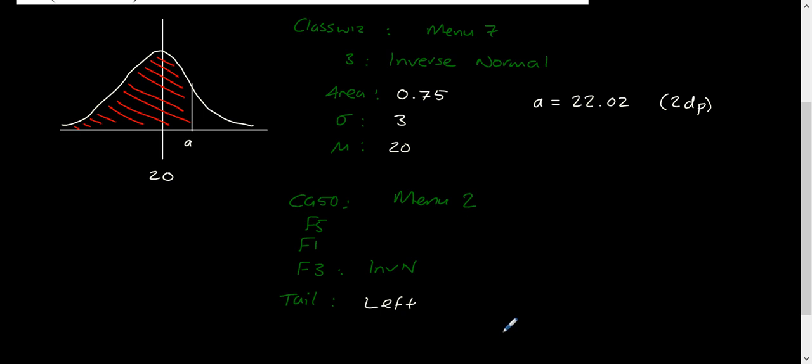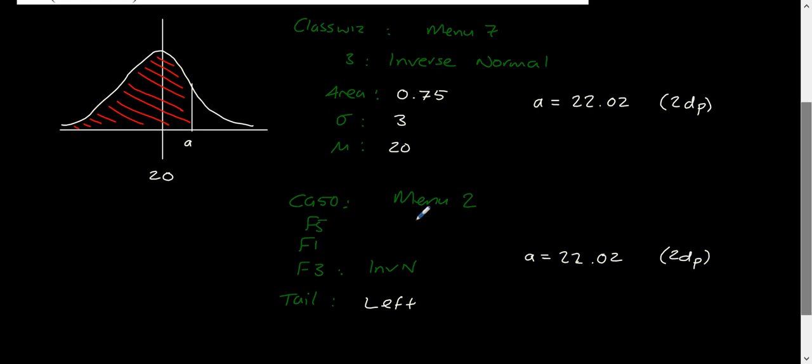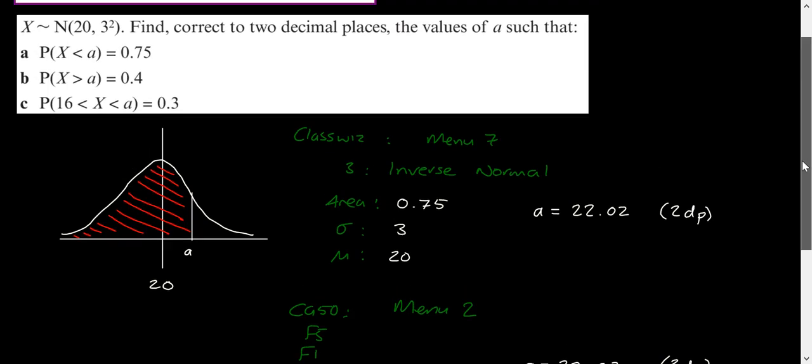And our area is 0.75. Our sigma value, as before, is 3, and our mu is 20. And we get exactly the same value, which is good. So there we have it, okay? This is the inverse normal. It's starting with the area. The calculator then works backwards and finds out your value.